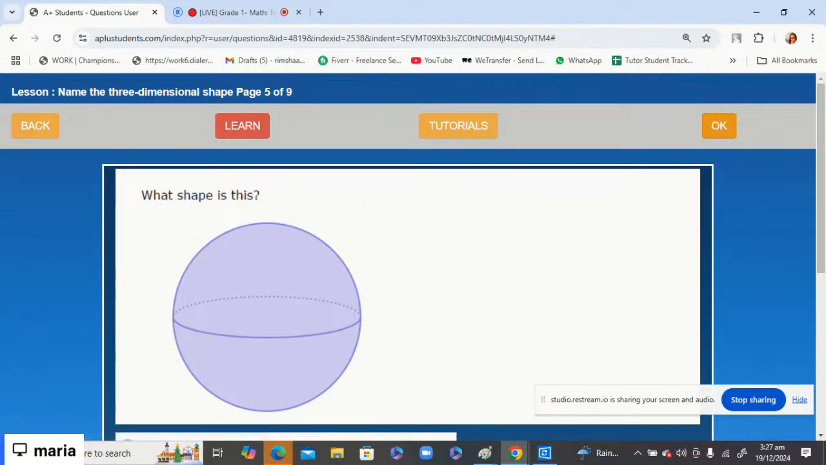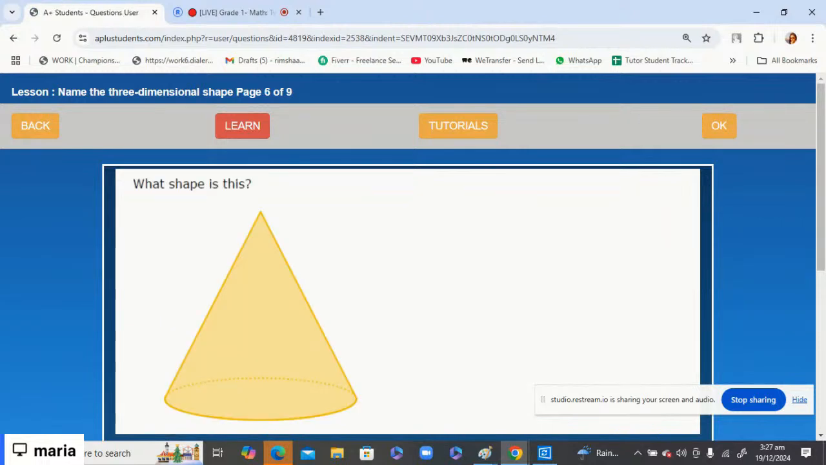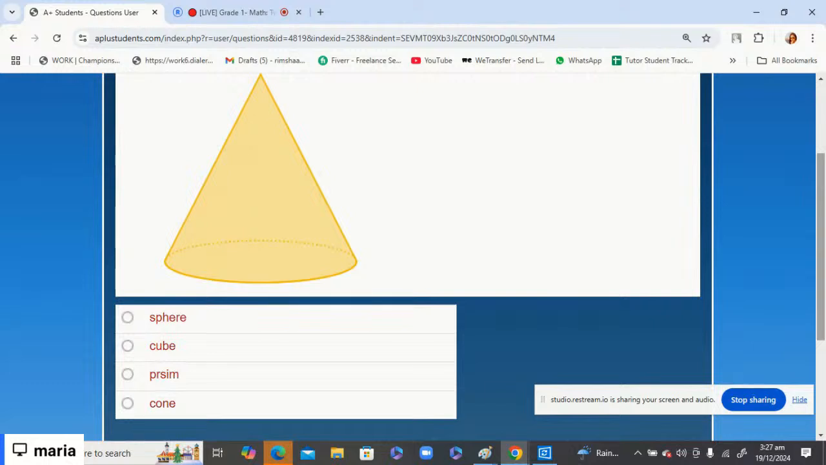All right. Now, what shape is this? Everyone tell me in the chat. Is it a sphere, cube, prism, or cone? It's a cone, okay?